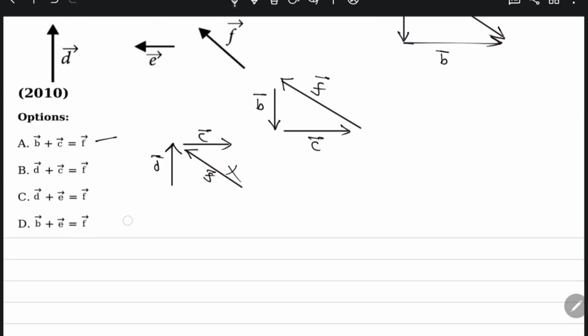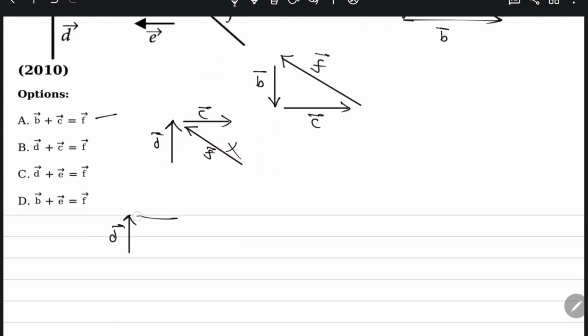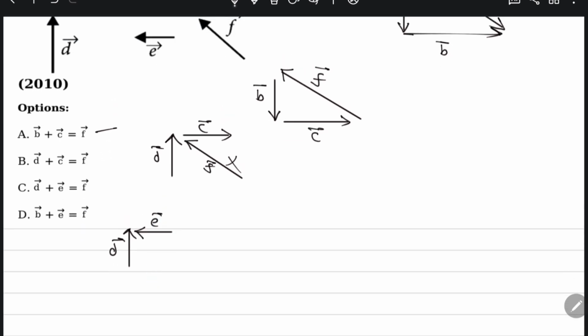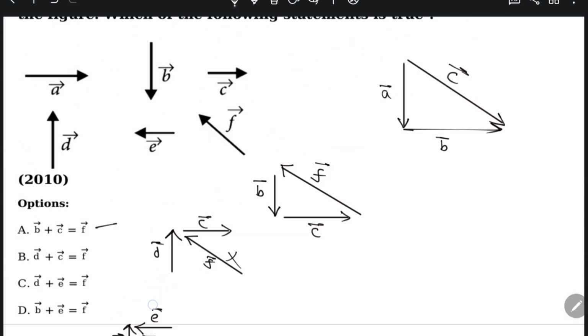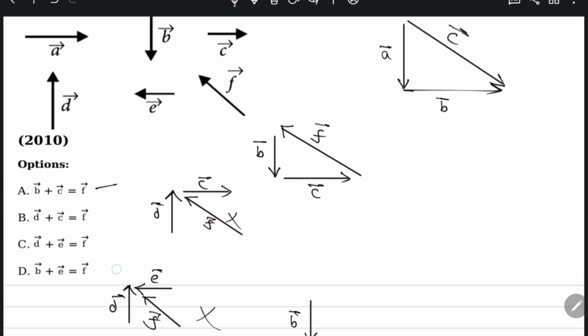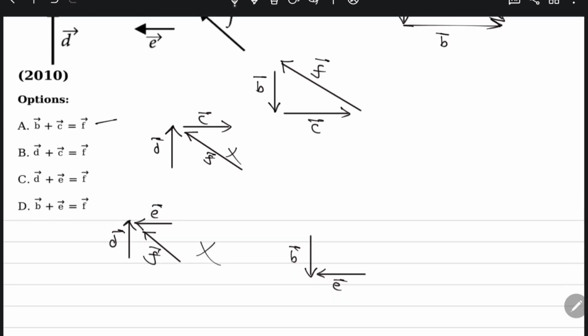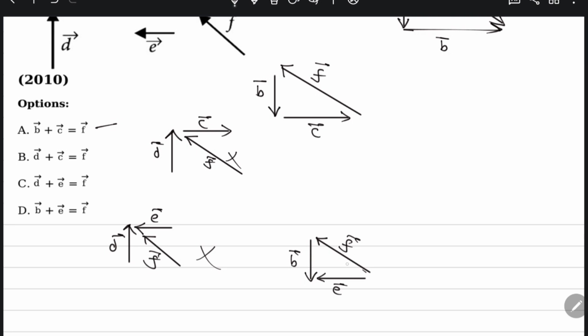Option C. D vector upward, E vector is opposite, and F vector is also opposite. This is also not matching. B vector is in downward direction, E vector is in the opposite direction, and F vector is in this direction. So this is the condition that I'm saying: two vectors are in the same direction, and the third vector is in the opposite direction. So option D is correct.